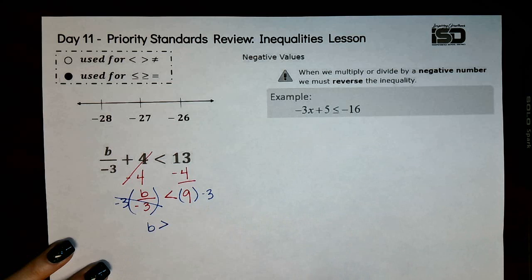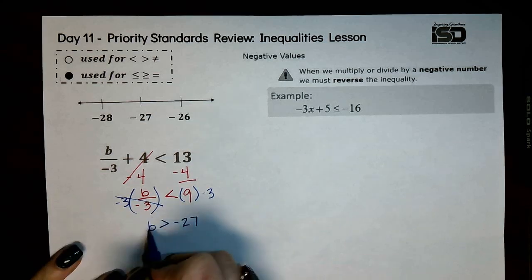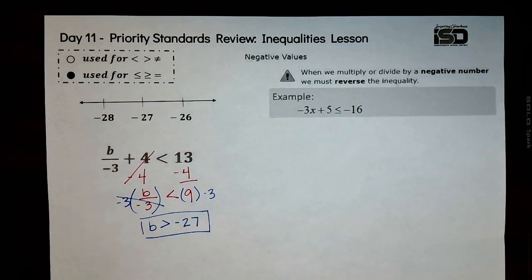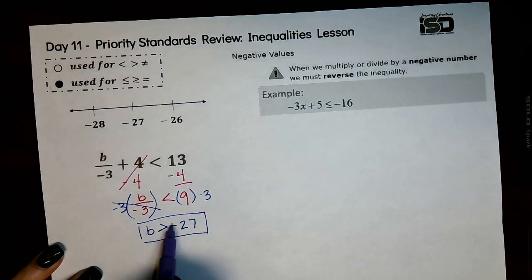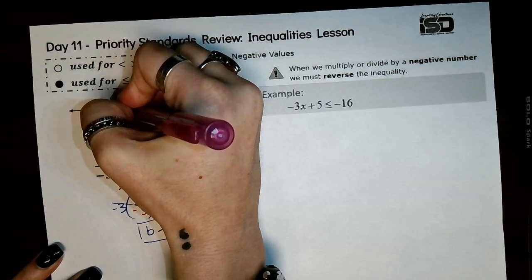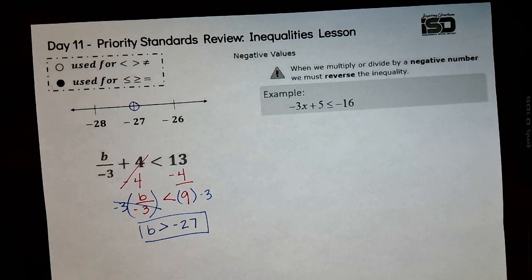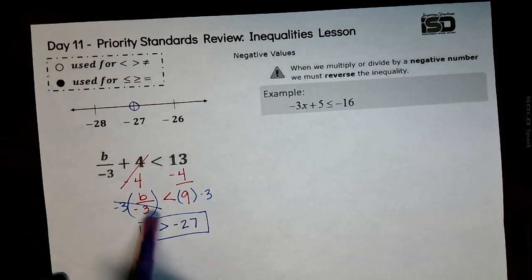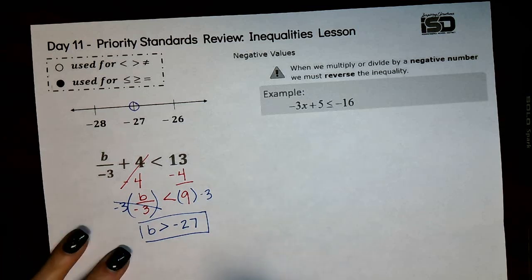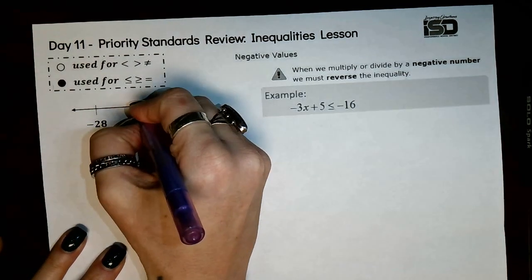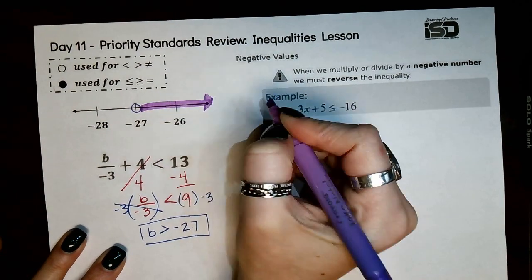So 9 times negative 3 is negative 27. Right now b is greater than negative 27. Now we need to go up to our number line. Because it does not have that equal to, it will be an open circle, and we're going to be at negative 27. So I'm going to put an open circle at negative 27. Now we have to draw what b would include. b would be anything that is greater than negative 27, so our arrow will include everything greater than negative 27.